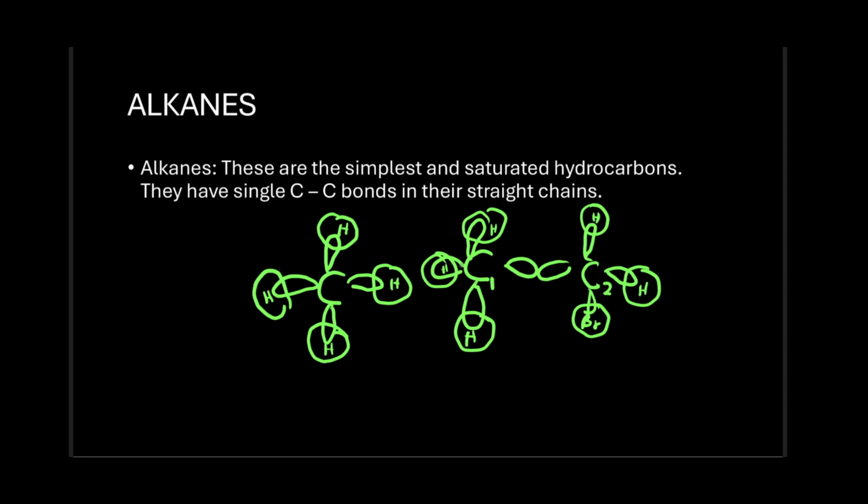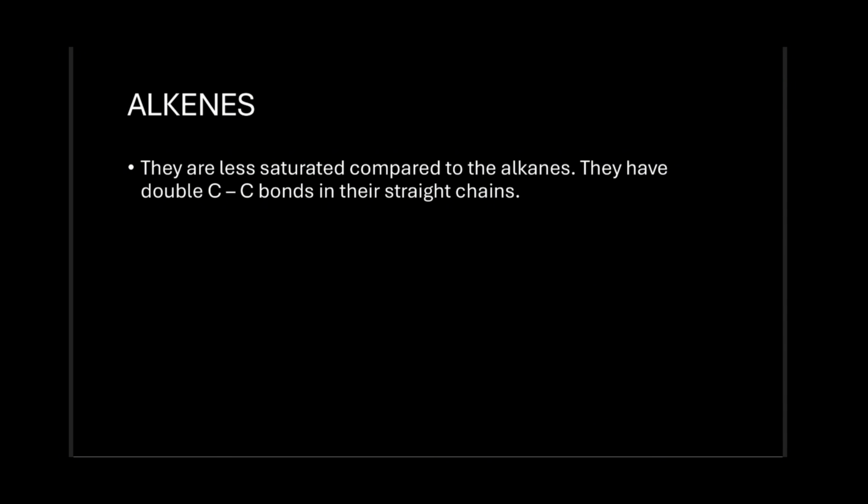Let's see. This carbon atom, carbon 1, forms 1, 2, 3, and 4 bonds. Likewise, in carbon 2, we can have 1, 2, 3, and 4 bonds. So the carbon atoms have formed the maximum number of bonds they can form, therefore making this hydrocarbon, which is an alkane, saturated in nature. Let's move on to the next functional group.